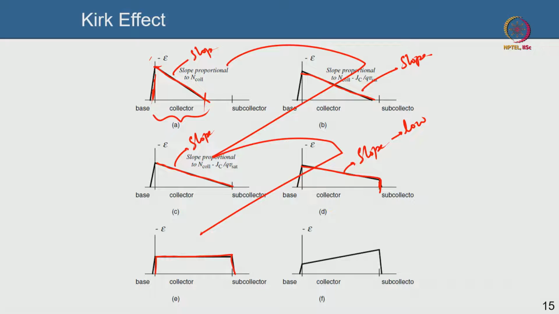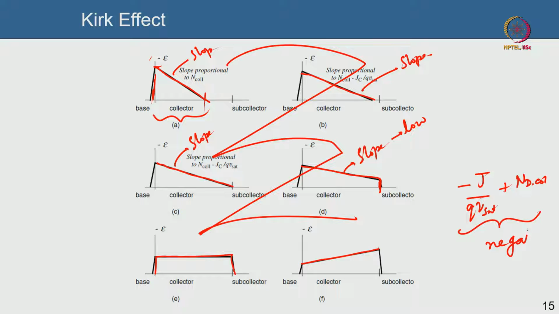It's not a triangular field profile anymore. There is a constant electric field in the collector depletion. And beyond that, as I go from here, the slope will reverse, because minus J by Q V sat plus N doping of the collector, this quantity will become negative, because the collector current has become very large, and that is why the slope has become negative. Okay, the slope has become negative.